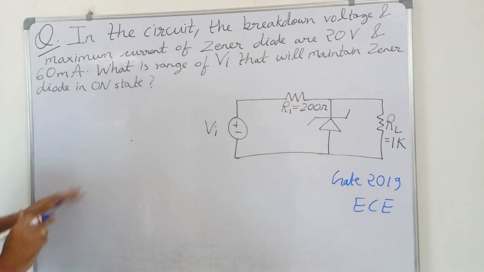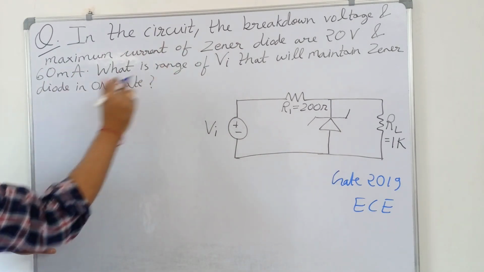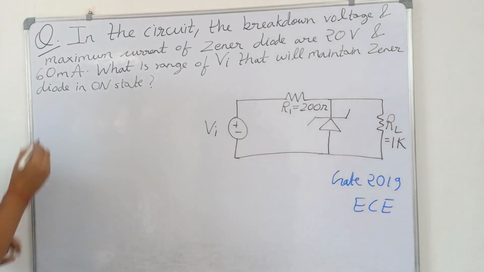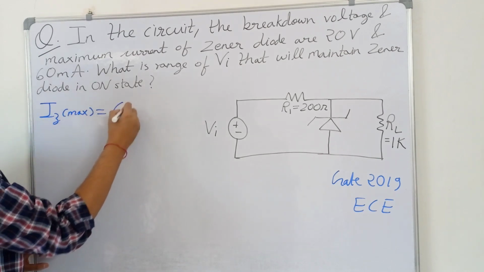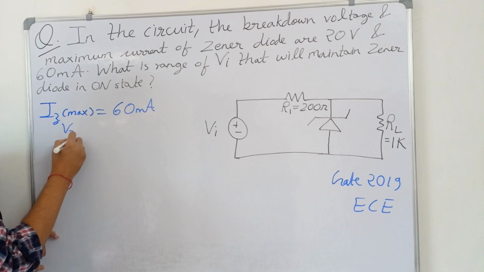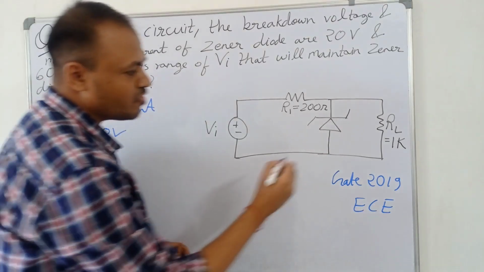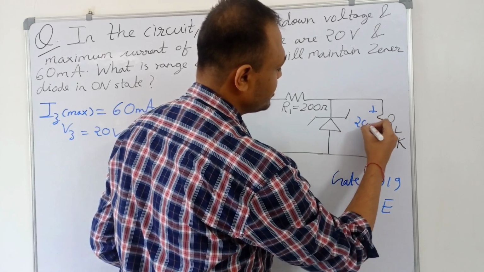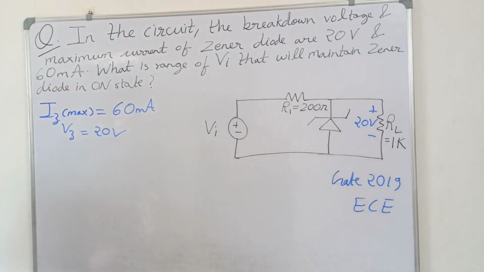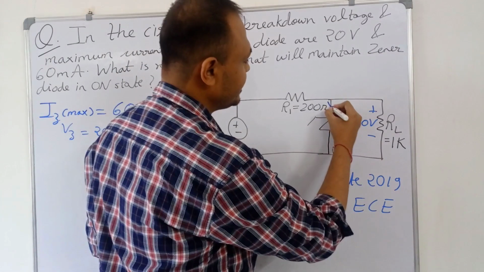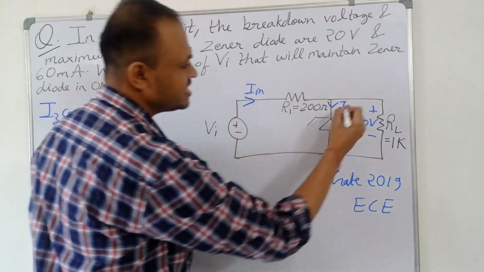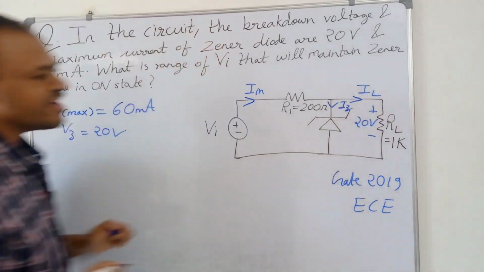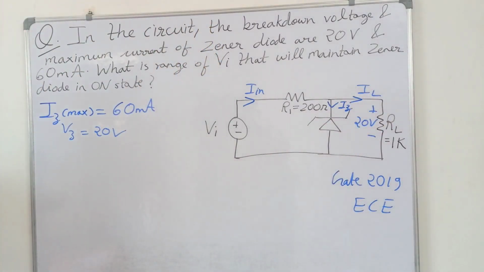The breakdown voltage and maximum current of the Zener diode are given as 20 volt and 60 milliampere. So we will write Iz maximum equal to 60 milliampere and Vz equal to 20 volt. This voltage will be equal to 20 volt because this is the breakdown voltage, and this is the Zener current Iz. This is your input current Iin. This is the load current IL. I have marked all the currents and the voltages, and this is the input voltage.